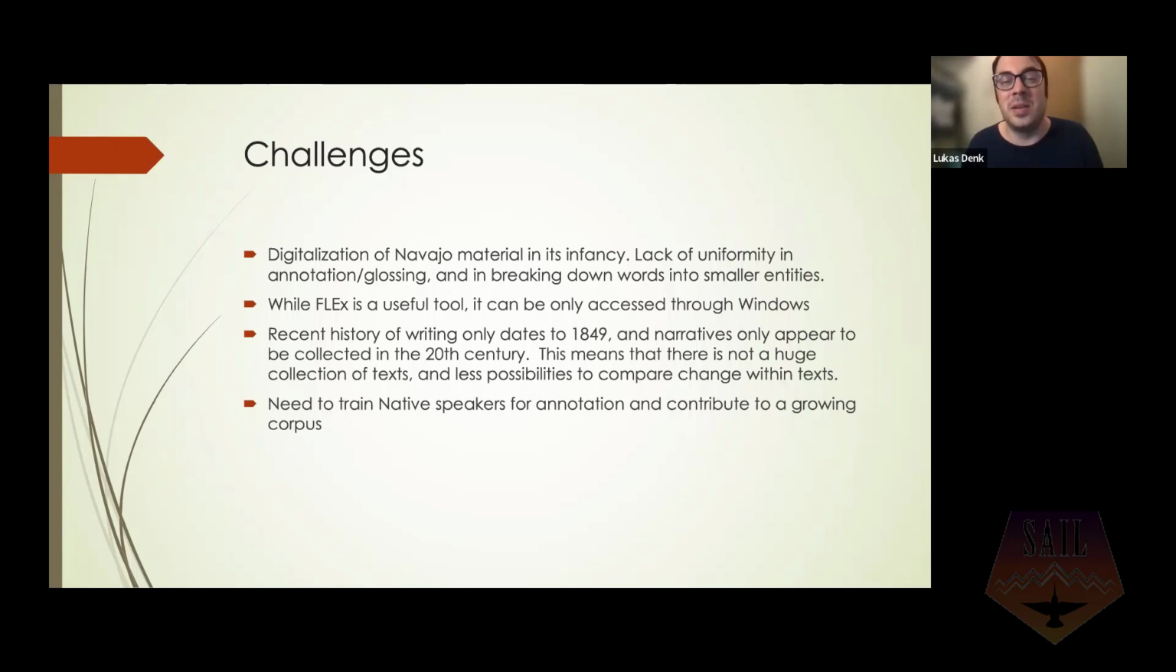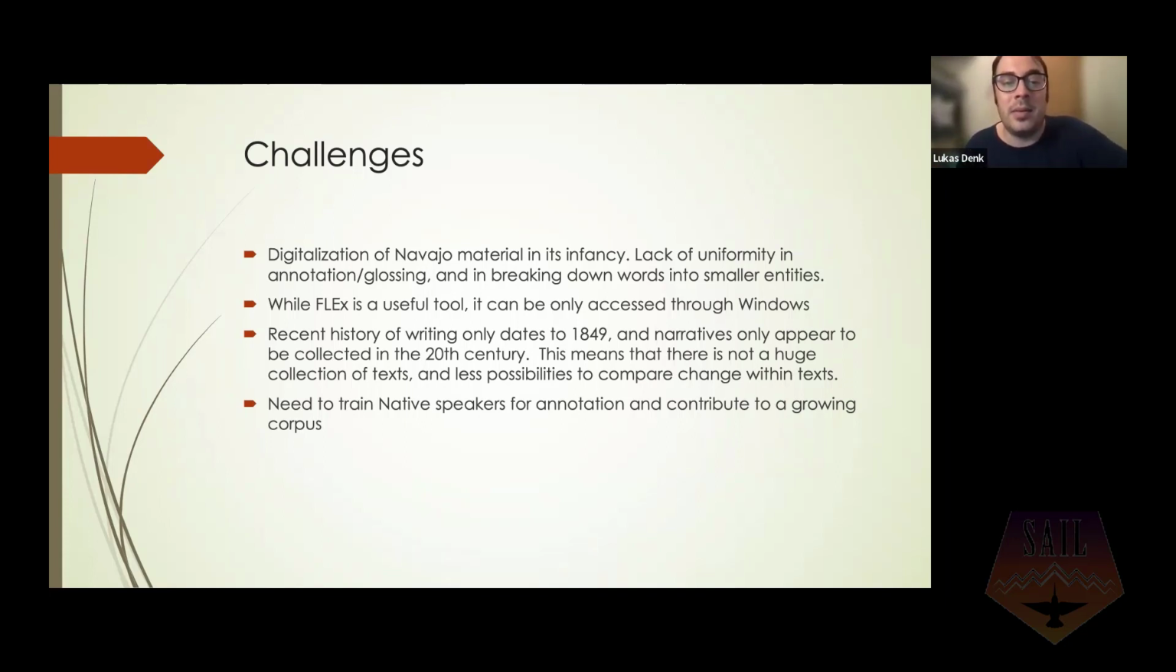So while FLEx is a useful tool, it can be accessed only through Windows. That's another drawback. I intend to make it more accessible, to have a web domain where it can be easily accessed or downloaded. But as it is now, it's only uploaded to Language Depot, and then the person who wants to access it has to download the program also, and it only runs on Windows.